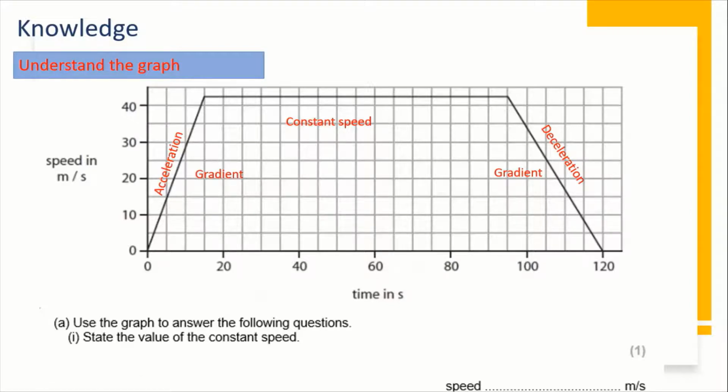Right, now we understand the graph. What else can we understand through the graph? We know that area under the graph represents the distance. Right, area under the graph, if it is a velocity time graph, it is displacement. This is a speed time graph, so area under the graph represents distance.